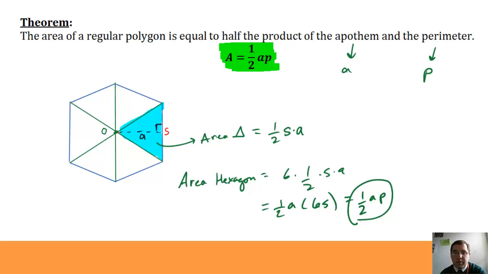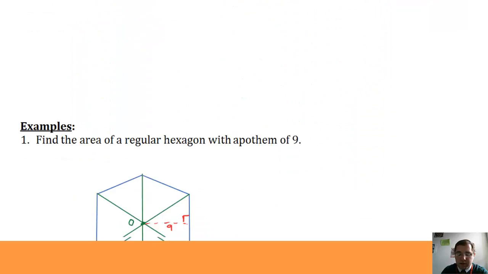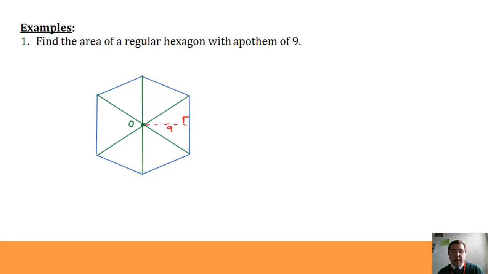Now I could do that with any regular polygon. I illustrated it with a hexagon, but the process would be the same for any polygon. So that's our formula for the area of any regular polygon. So let's use that. Examples. Find the area of a regular hexagon with an apothem of 9.